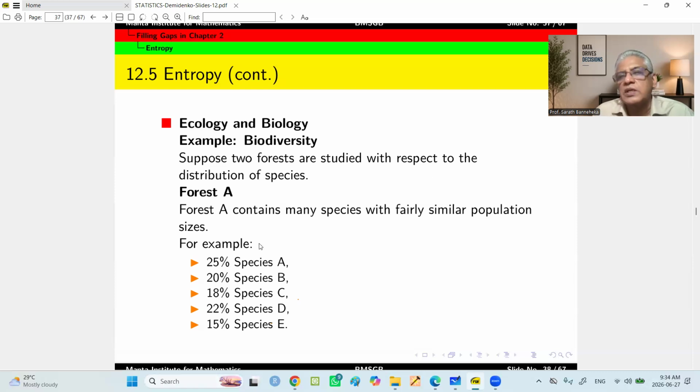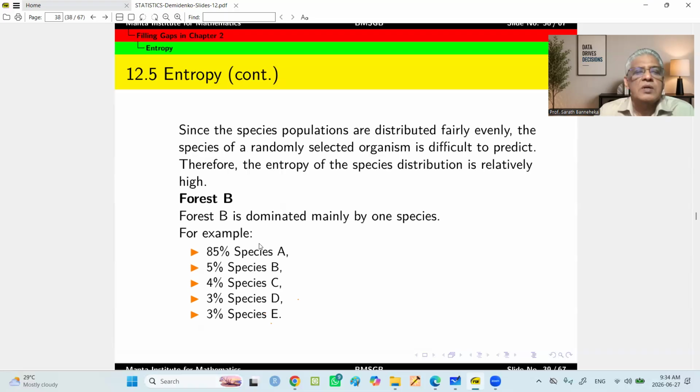Therefore, it's very difficult to predict anything here about the species. Suppose, for example, you are predicting the next species that you are going to find in an experiment, right? So it's difficult to predict what the next species will be that you will find. Since the species populations are distributed fairly evenly, the species of the next randomly selected organism is difficult to predict. Therefore, the entropy of species distribution is relatively high in forest A.